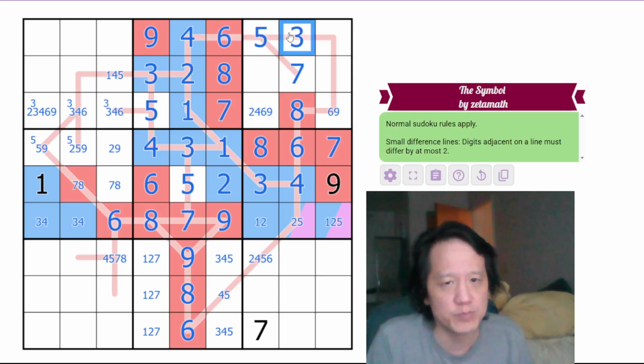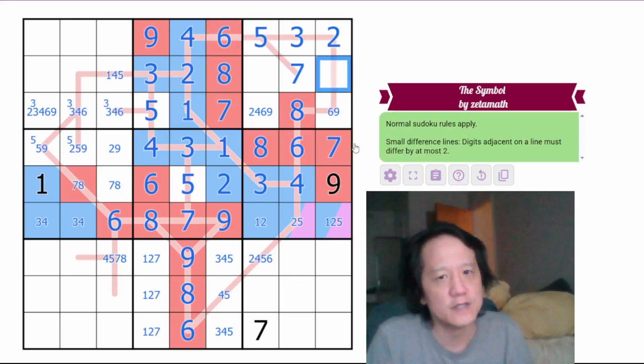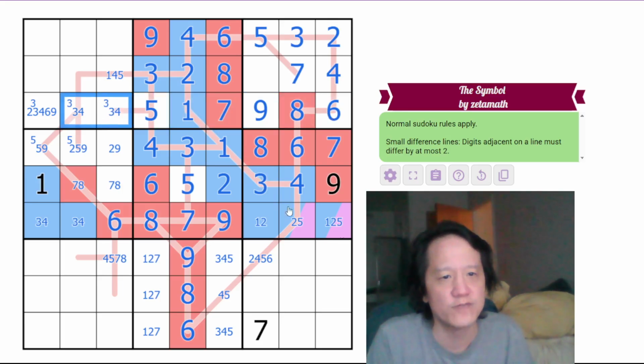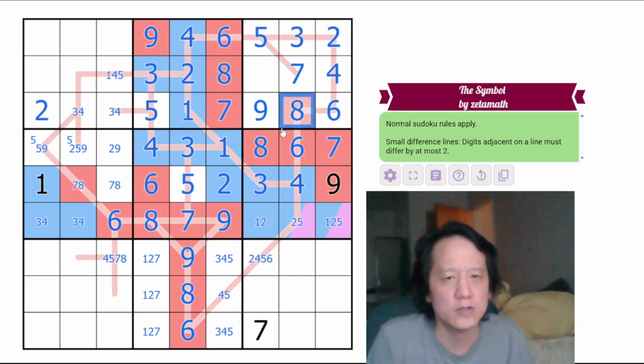Therefore, this must be 3, 2, because it cannot be 4, 5, or 6. Then that forces this to be 4, and that forces this to be 6. This cannot be 2, 4, or 6, so it's 9. That eliminates 6 here. This becomes a 3, 4 pair, which eliminates 3 and 4 from the rest of the row. So this must be 2 here. That makes this 1. This can't be 1 or 4, so this must be 5.